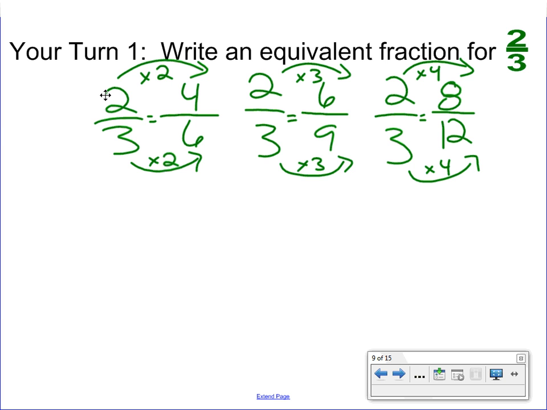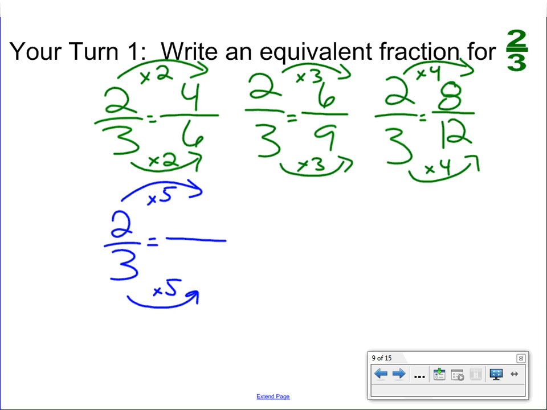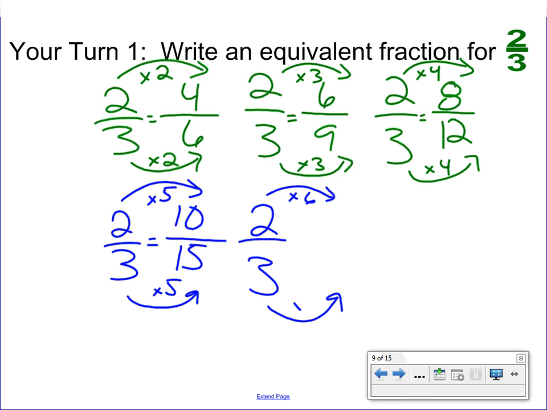You can do it times 5. 2 times 5 is 10. 3 times 5 is 15. I could do it times 6. 2 times 6 is 12. 3 times 6 is 18. And I could go on and on forever.